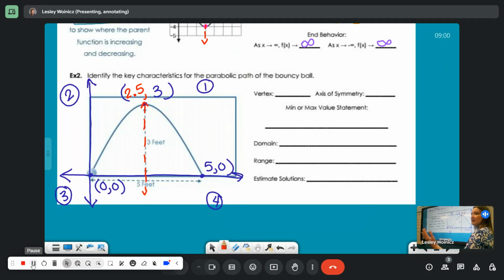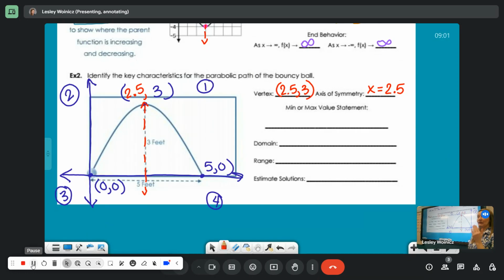Okay, everybody happy with this picture? What's my vertex? Okay, what's my equation for my axis of symmetry? X equals... I feel you wanting to say 3, but you know it's wrong. What is it? 2.5. Good. All right, min or max value statement.